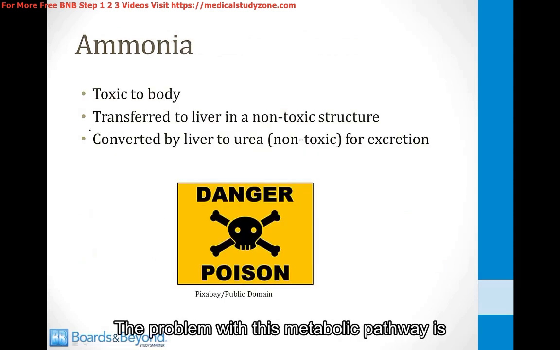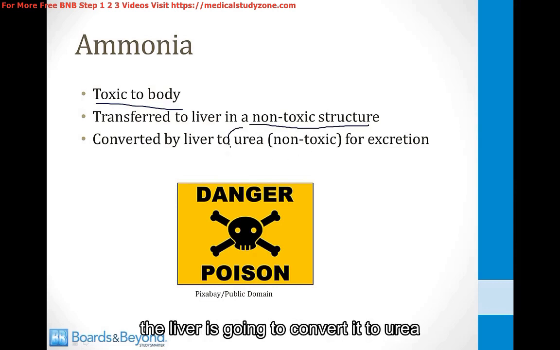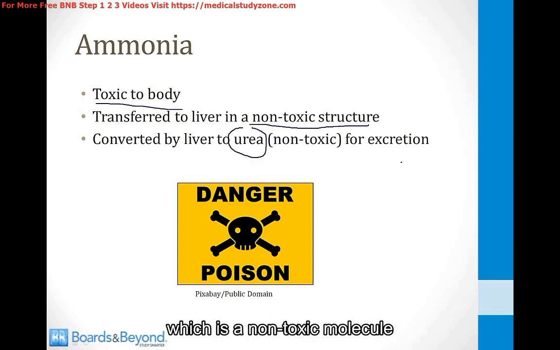The problem with this metabolic pathway is that ammonia is toxic to the body, specifically toxic to the brain. We'll talk more about that later. So it needs to be transferred to the liver in a non-toxic structure, and then once it gets to the liver, the liver is going to convert it to urea, which is a non-toxic molecule that can be excreted by the kidneys.